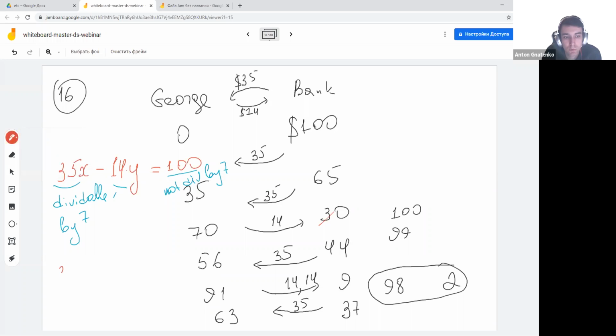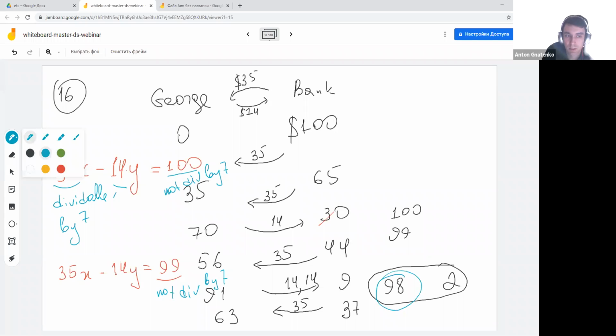And actually the same holds if we try to get 99. Again, this is divisible by 7 and this is divisible by 7. So hence the whole sum must be divisible by 7, but 99 is not divisible by 7, just as 100 is not. So again, this is impossible. So 100 is impossible, 99 is impossible, but 98 is possible, as we have just shown.